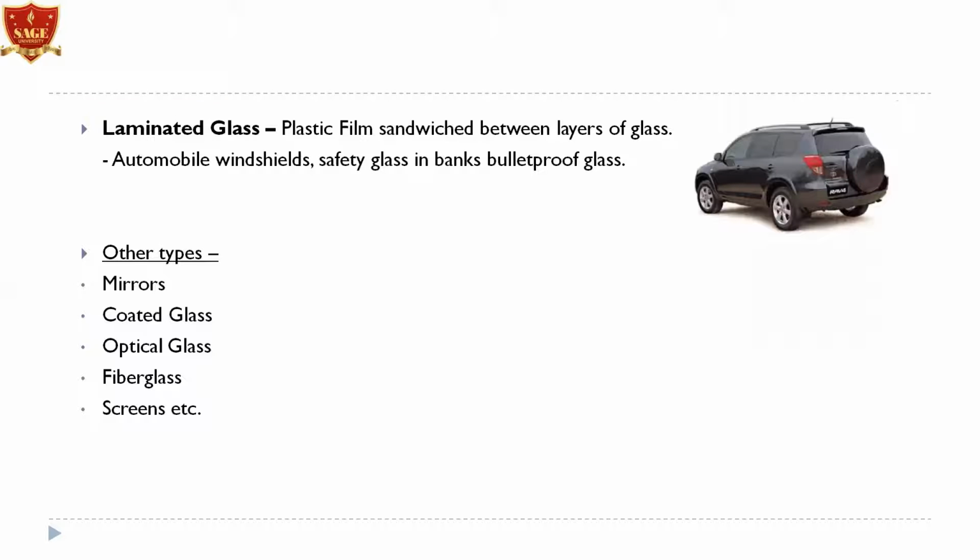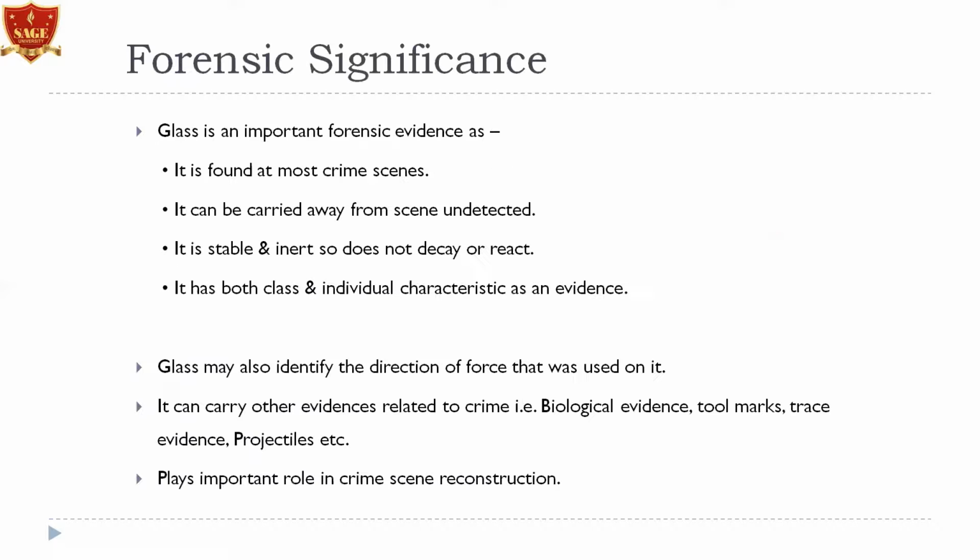The next is laminated glass. Plastic film is sandwiched between layers of glasses, which is used or named as laminated glasses. It is majorly used in automobile windshields, safety glass in banks, or bulletproof glasses. Other type of glasses are mirrors, coated glass, optical glass, fiberglass, screens, etc.